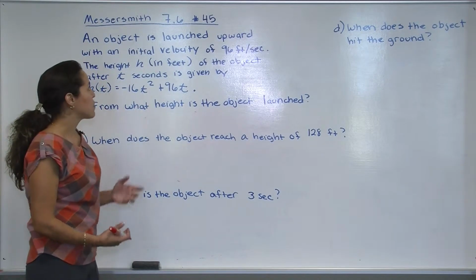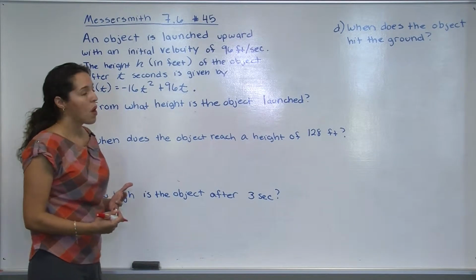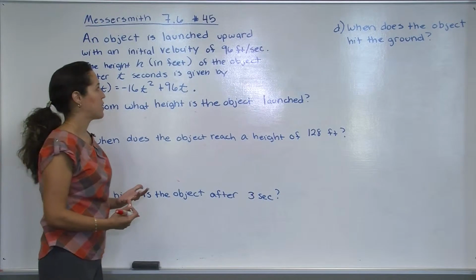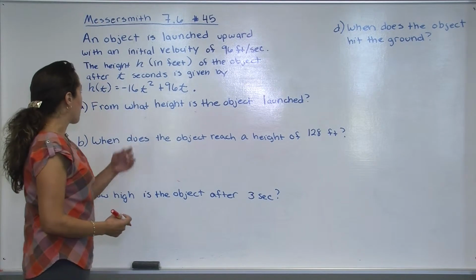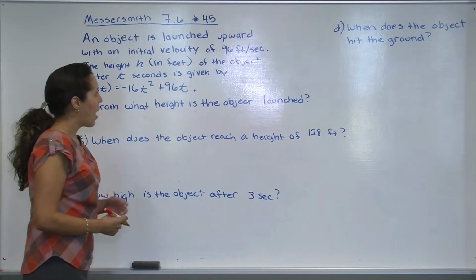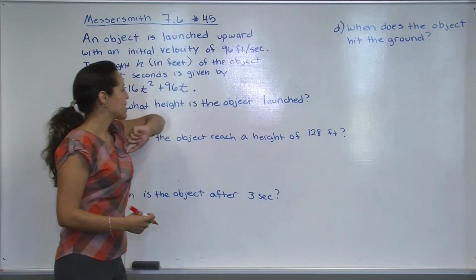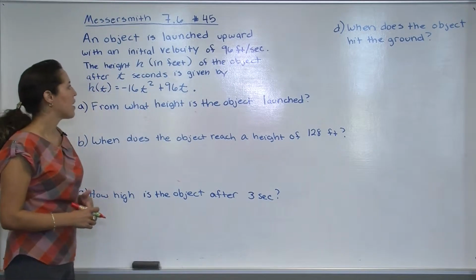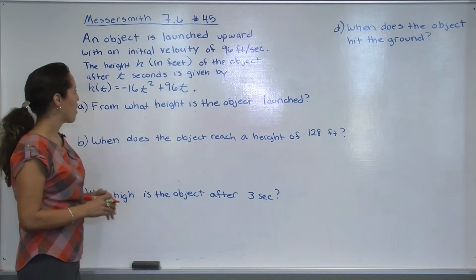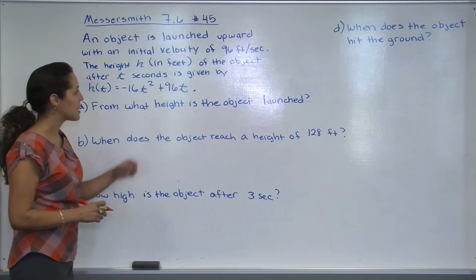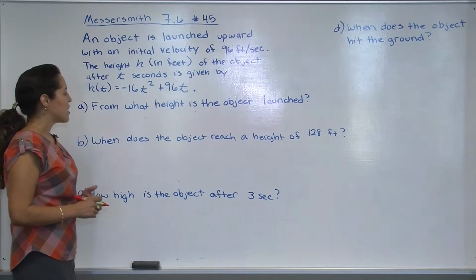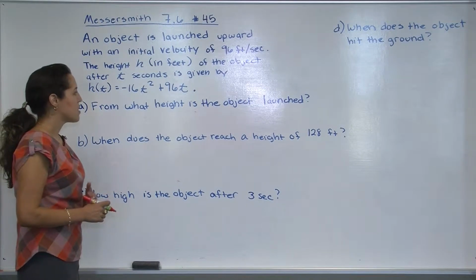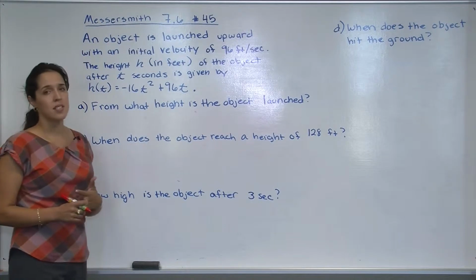I work at San Antonio College, and today we'll be working out a math problem from Messer-Smith Intermediate Algebra, specifically from Chapter 7, Section 6, problem number 45, and it reads: an object is launched upward with an initial velocity of 96 feet per second. The height in feet of the object after t seconds is given by this function, h of t is equal to negative 16t squared plus 96t.